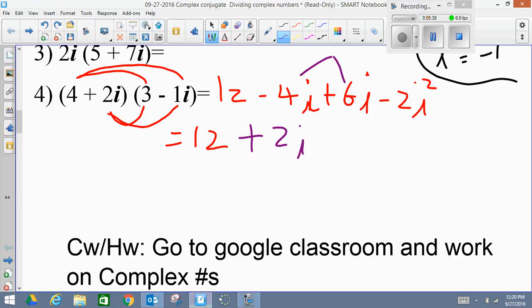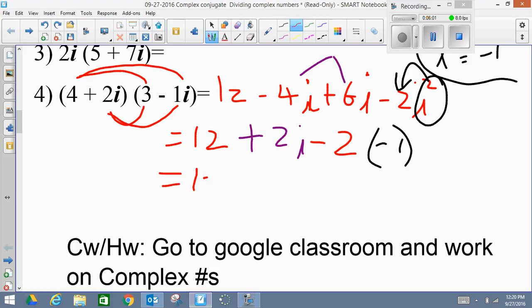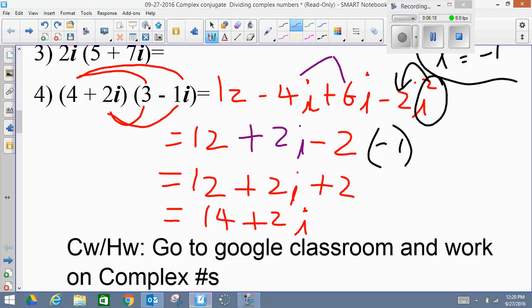Then minus 2i squared. i squared is the same as negative 1. When I replace i squared by negative 1, I multiply the number that is in front. So negative 2i squared is negative 2 times negative 1, which gives me 12 plus 2i, since negative 2 times negative 1 is positive 2. Now you can see that I can combine the 12 and the 2. It's going to give me 14 plus 2i. And that will be your final answer. Remember, the i is at the end.